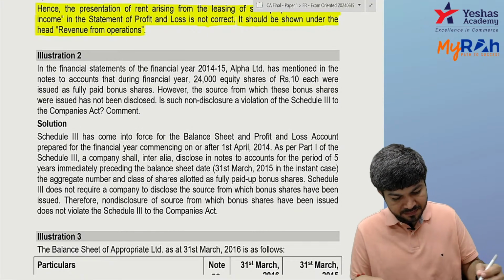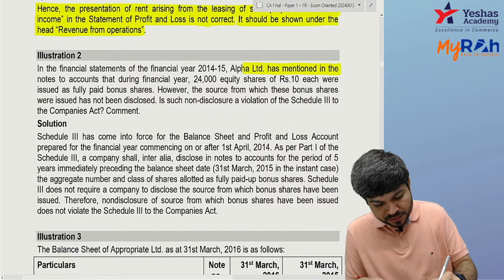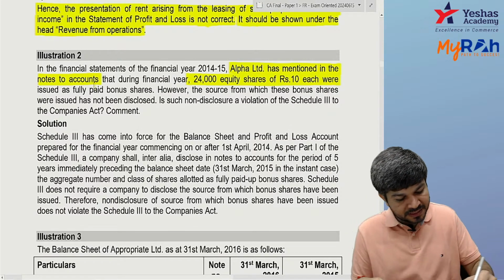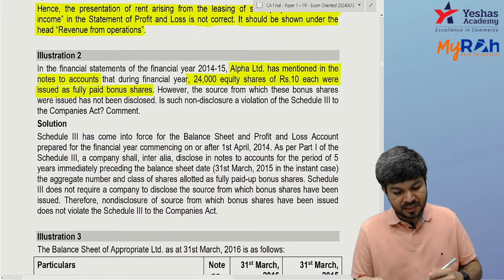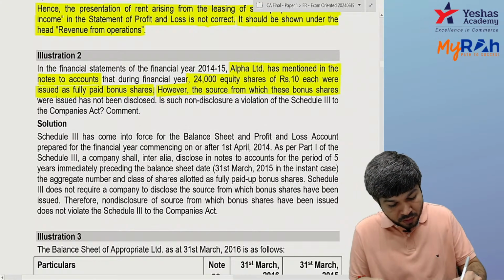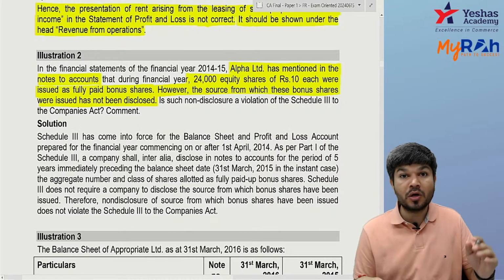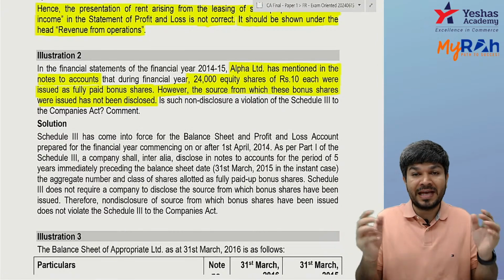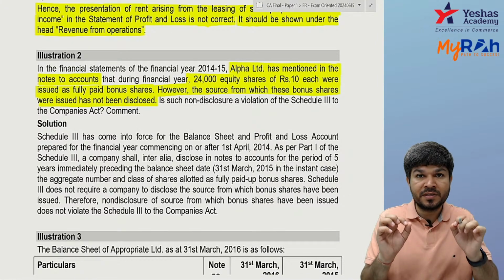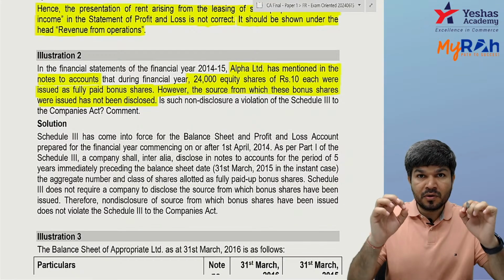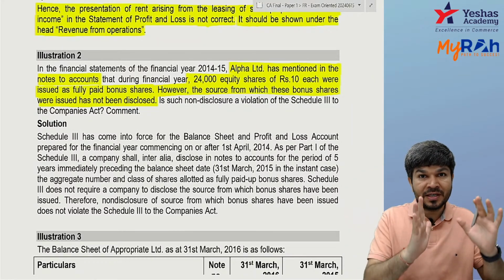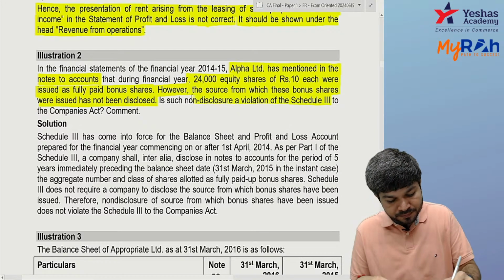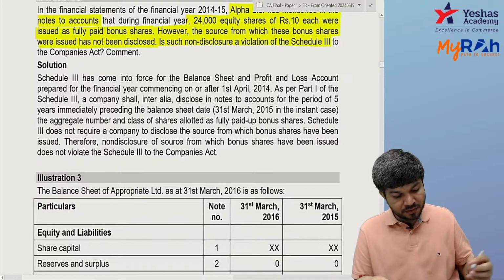In the financial statements, Alpha has mentioned in the notes: 24,000 equity shares of 10 each are issued fully paid up as bonus. However, the source from which the bonus is given is not disclosed. Now, source is not required. As per Schedule 3, you are just required to tell the number of shares issued by way of bonus in your note on share capital. The source of bonus issue is not required. Is there a violation of Schedule 3? Answer is no.